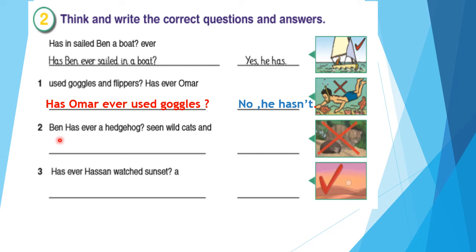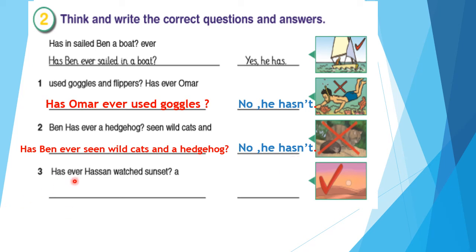Number 2. Ben has ever a hedgehog seen wild cats and. What's the correct order for it? Read it. Has Ben ever seen wild cats and a hedgehog? And the answer is we have a cross. So what does it mean? No, he hasn't.